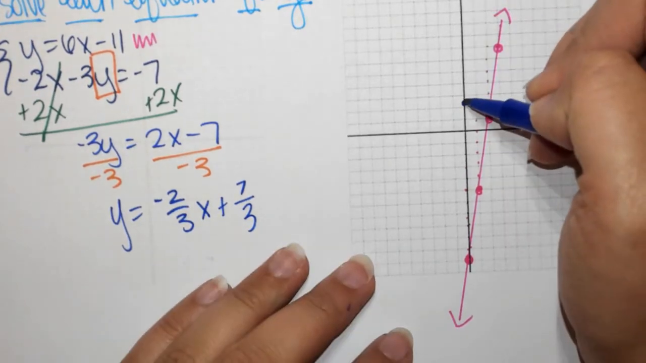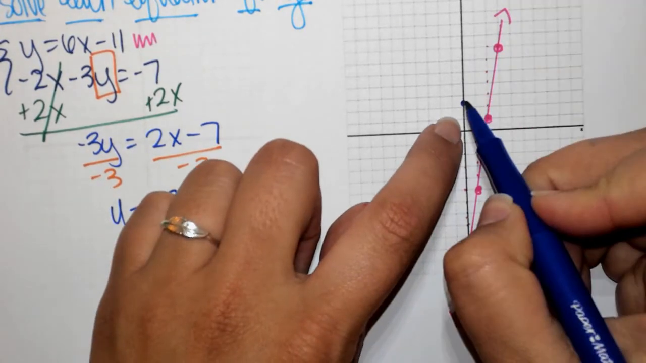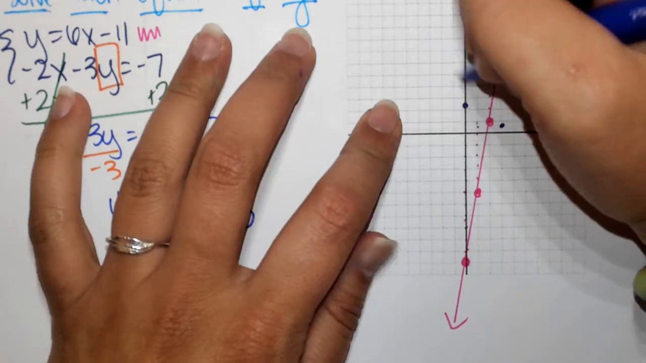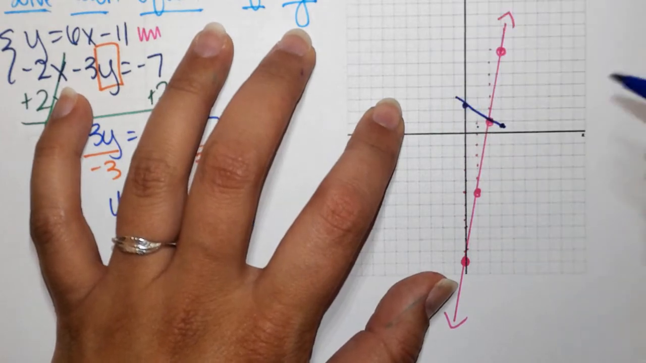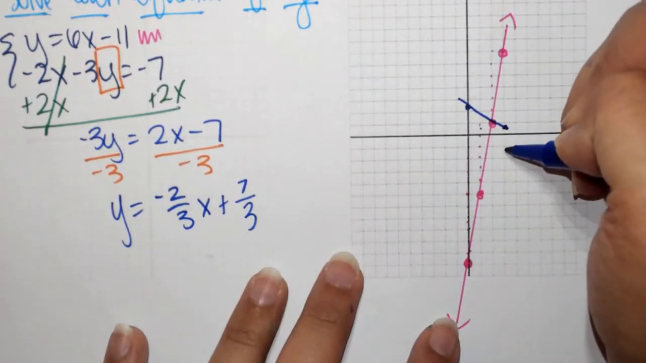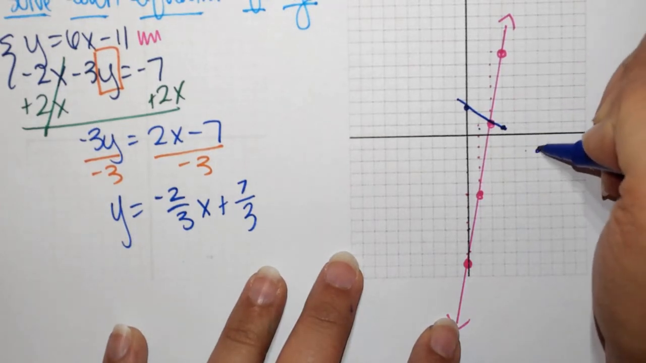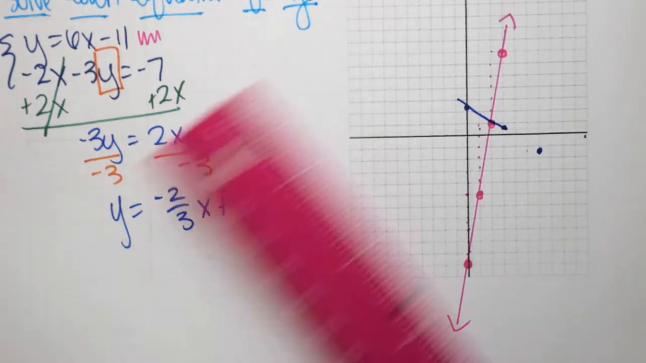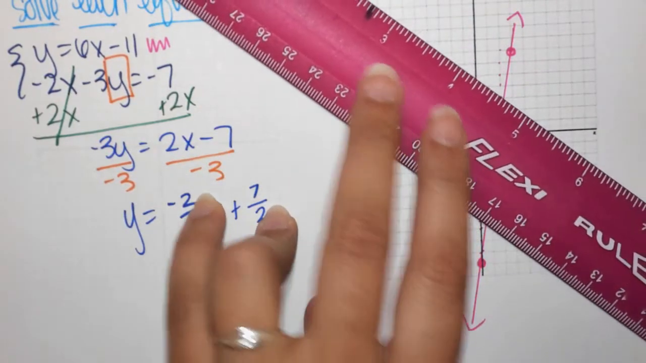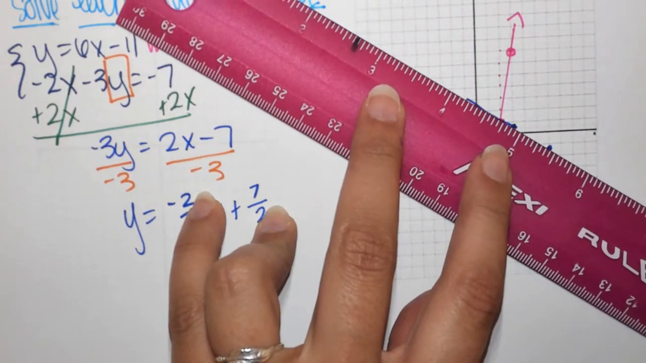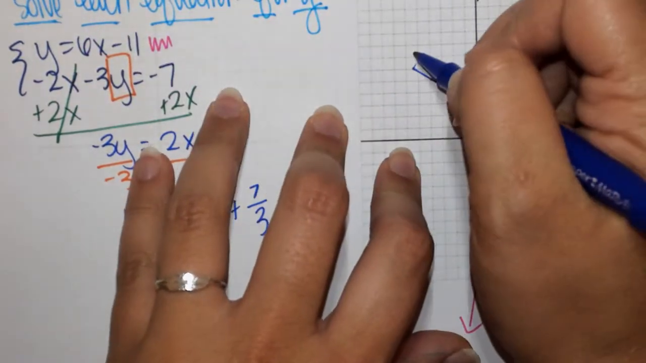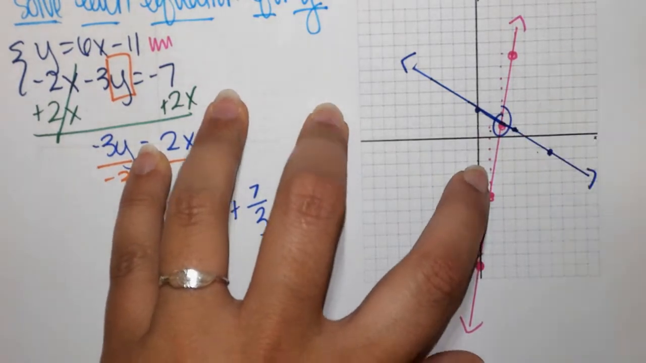Now, it wants me to go down 2. So from here, we would go down 1, 2, right 1, 2, 3. And that's going to pass through that point. Then I'm going to do it again. Down 1, 2, right 1, 2, 3. We're still doing the same thing. You just do it on the decimal. And it's negative, so you go down. And look at that. That passes right through there. Magic!